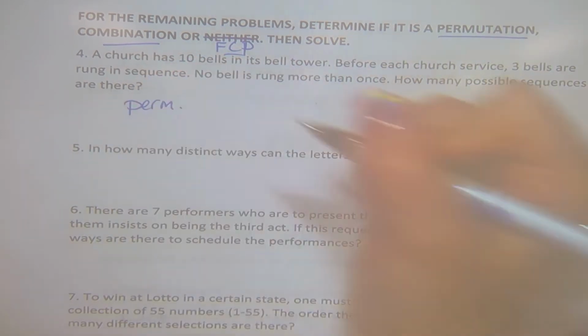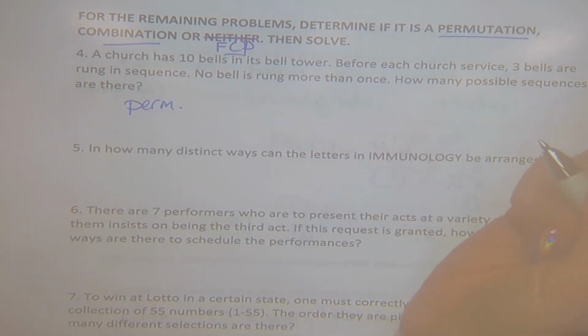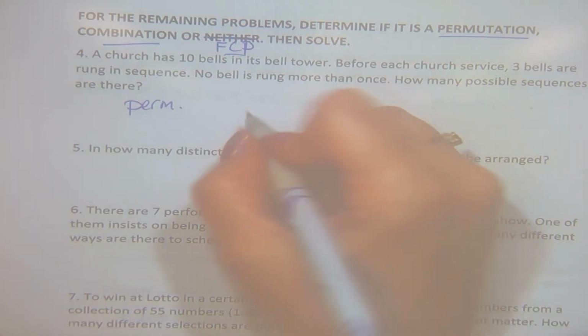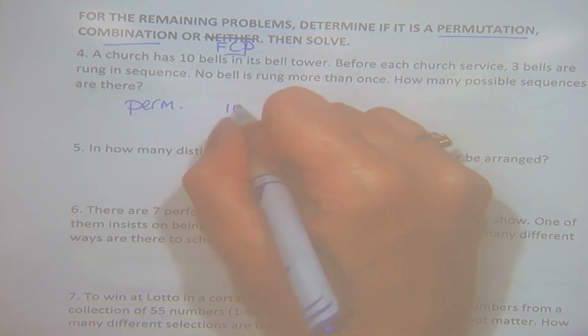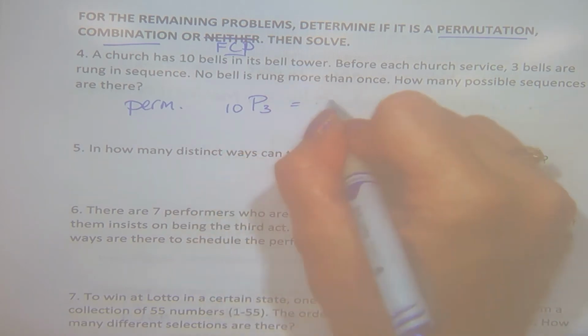Number 4 is a permutation because I've only got one set of bells. Order matters because it's a sequence problem.